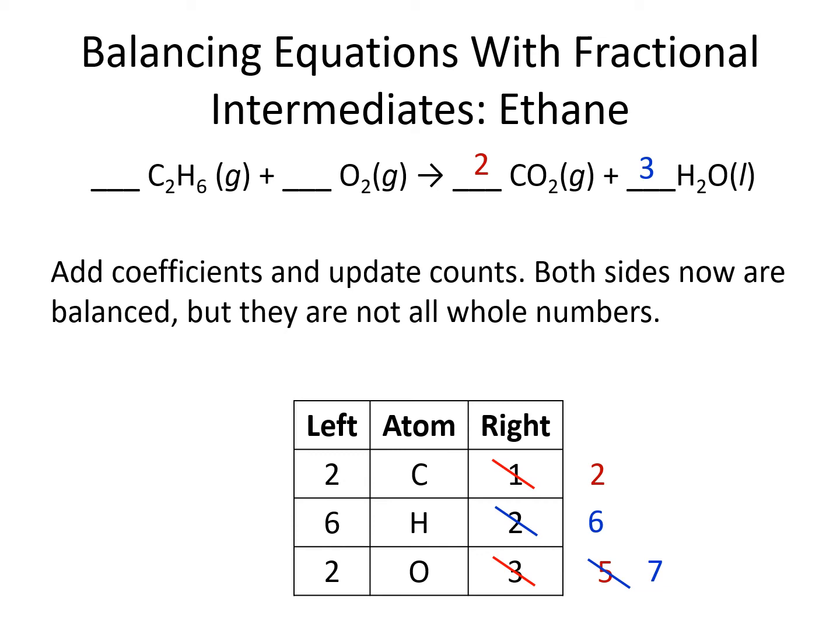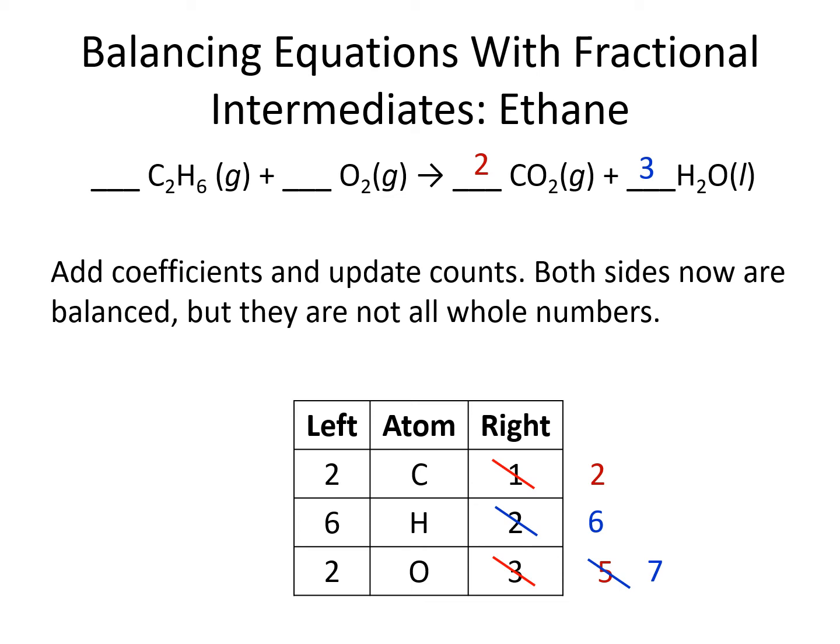There is no whole number that we can put in front of the O2 that would give us exactly 7. If we put a 3 in front of the O2, that would give us 6. If we put a 4 in front of the O2, that would give us 8. Neither of those numbers is 7. Instead, we're going to have to put in a fraction in order to make it balance.